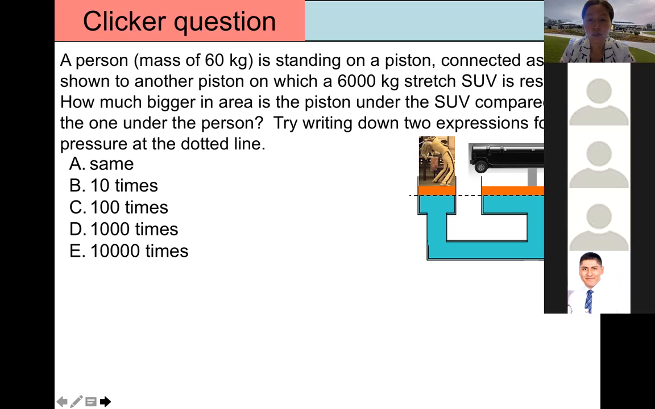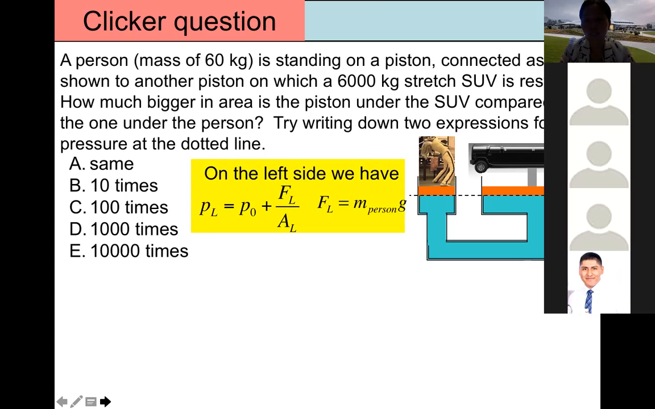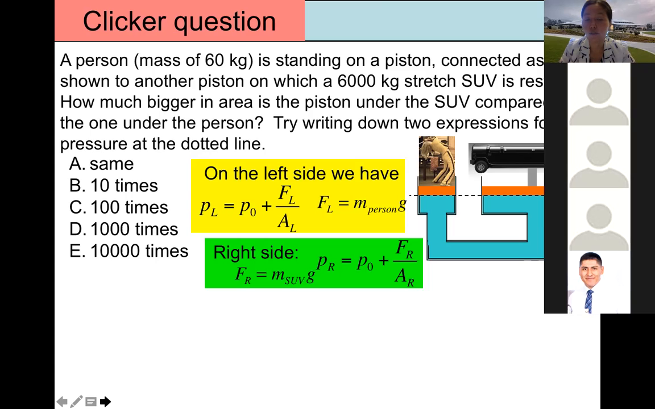Okay, so let's take a look at the calculation. If I'm drawing a dotted line right here at the surface of both left and right-hand side, I see that they're at the same height, right? At that point, they have the same pressure, and that pressure is the atmospheric pressure plus whatever extra force you have added divided by the area that the force is exerted on. The force is provided by the weight of the person on the left-hand side. On the right-hand side, the force is provided by the weight of the SUV.